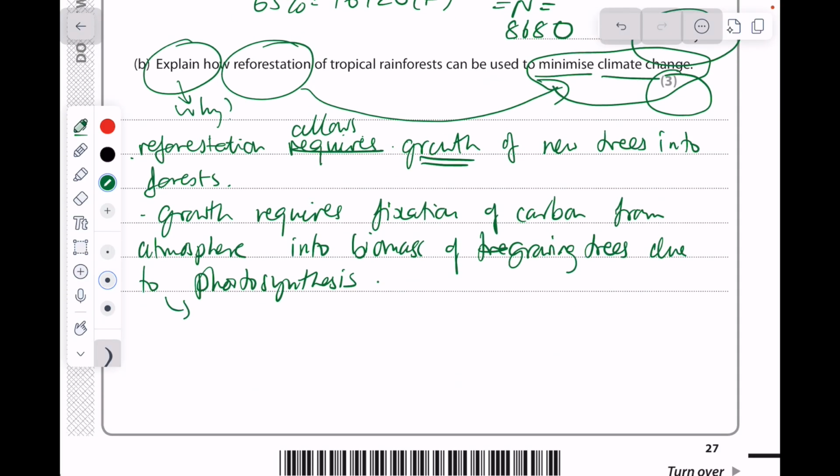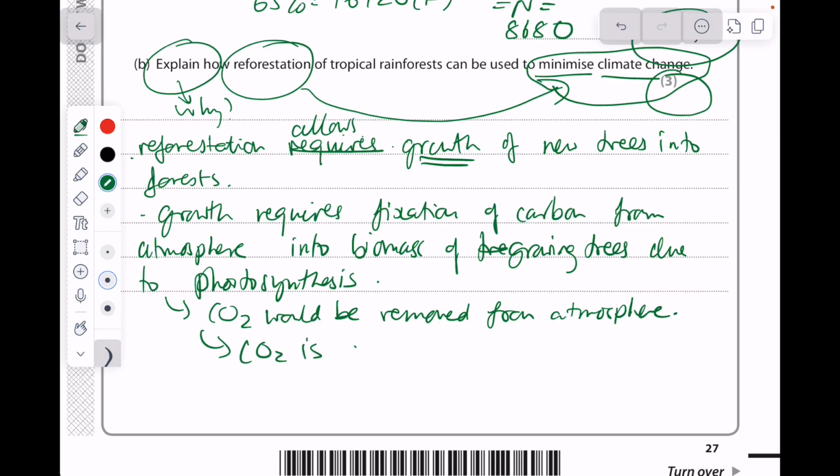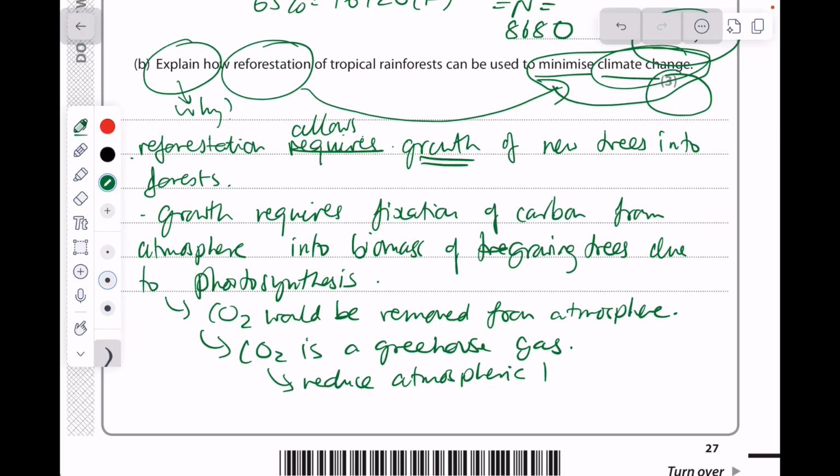Okay, this would result, so carbon dioxide would be removed from atmosphere, and remember that CO2 is a greenhouse gas. Okay, but it does say climate change, so because it's a greenhouse gas, it would reduce atmospheric temperature. So I think we've fully explained that.